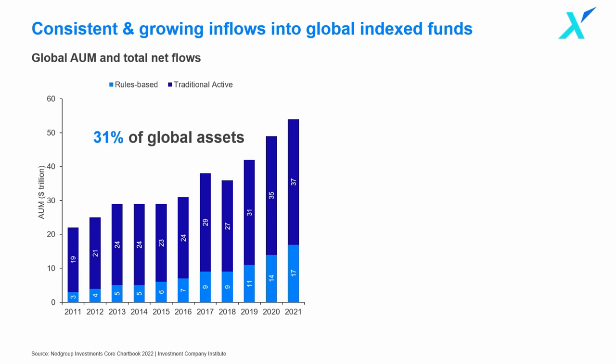So what this chart shows you to the end of 2021, it takes a while for these numbers to be updated, is the share of assets that are managed according to a rules-based, or in other words, an index-based approach versus a traditional active approach. And you can see the growing share of assets in light blue, which now make up 31% of global assets, are now managed according to some form of index or rules-based investment strategy. And that has grown significantly over the last decade.